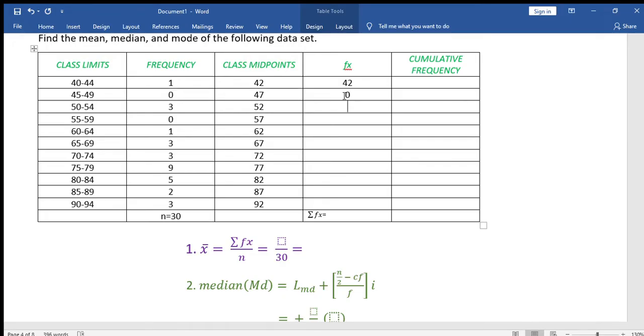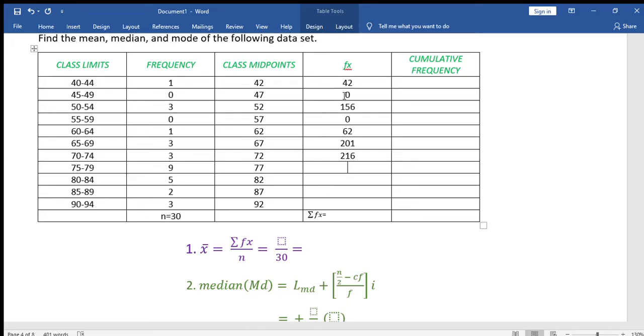Then the next, 3 times 52 is 156, right? Okay. Then next, we have 0 times 57, that's obvious, is equal to 0. Then 1 multiplied by 62 is 62. Then 67 times 3 is 201. Then 72 times 3 is 216, right? You can use your calculator in solving this.